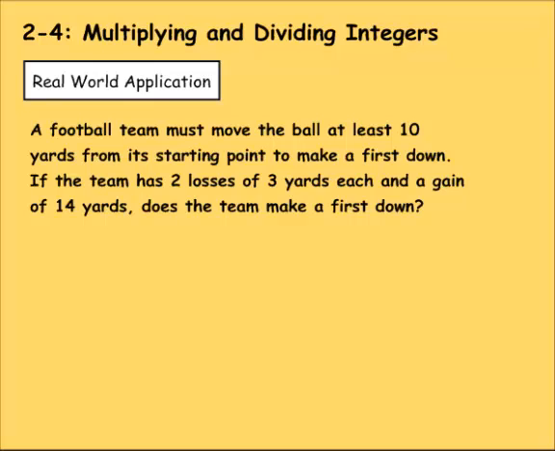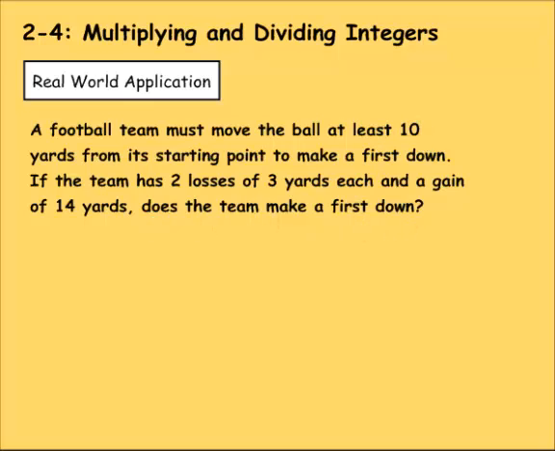We have a football team that must move the ball at least 10 yards from its starting point to make a first down. If the team has 2 losses of 3 yards each, and then a gain of 14 yards, does the team make a first down? So we're going to answer this question. Does the team make that first down of 10 yards?